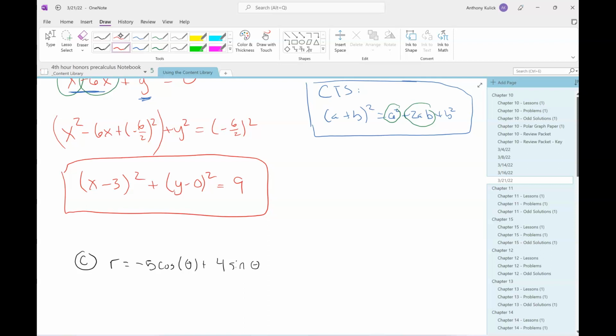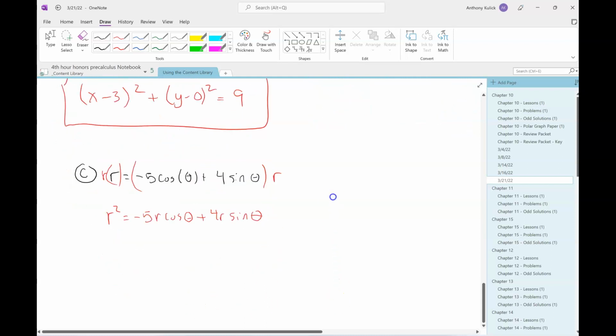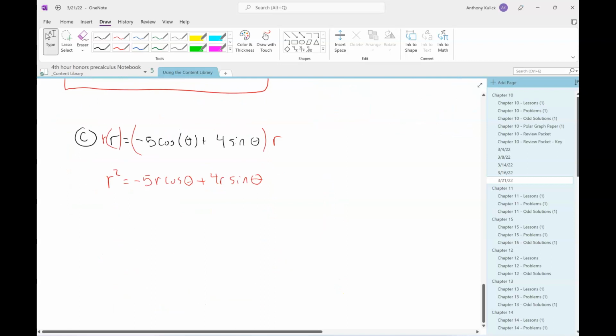This looks a little bit different, right? Notice that there's going to be no direct way to combine the r and a cosine theta and r and a sine theta to get r times cosine theta, r times sine theta, right? So we're going to use the same trick we did before and multiply both sides by r.